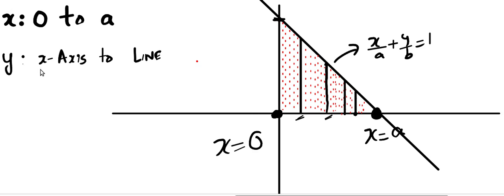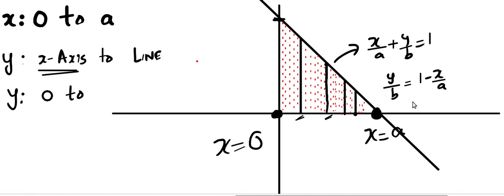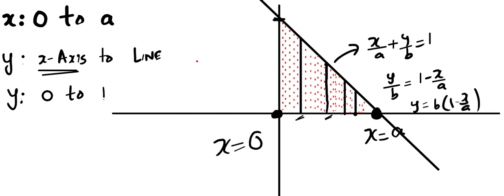Okay, now what is the x-axis? X-axis means y equal to 0. And what is the line? Line means we have to find the y value from here. Y by b equal to 1 minus x by a. So y will be b times 1 minus x by a. That's it. So we have the limits b into 1 minus x by a.